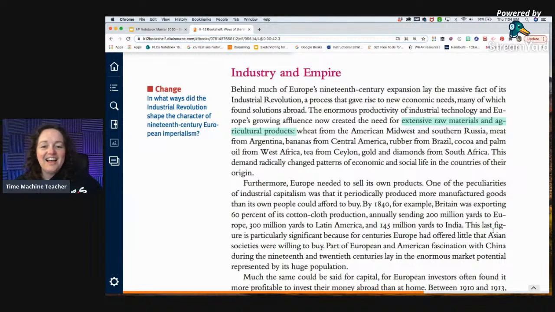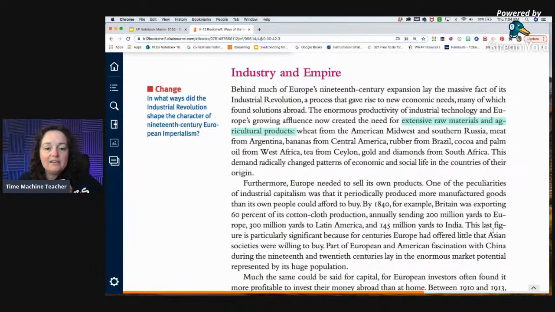All right. So these are some examples, some evidence that you might be able to put into your context. You might want to write a couple of these down. Wheat from the Americas and southern Russia. Meat from Argentina. Bananas from Central America. Rubber from Brazil. Cocoa and palm oil from West Africa. Tea from Ceylon. Gold and diamonds from South Africa.